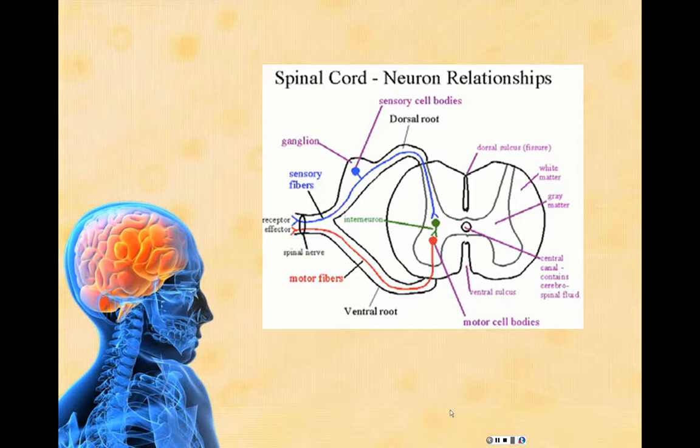This is a good description and picture of the relationships of the neurons. You can see here the dorsal root and the ventral root, and then the rest of these are the spinal cord, the vertebrae, and the discs, which would be in between the vertebrae here.